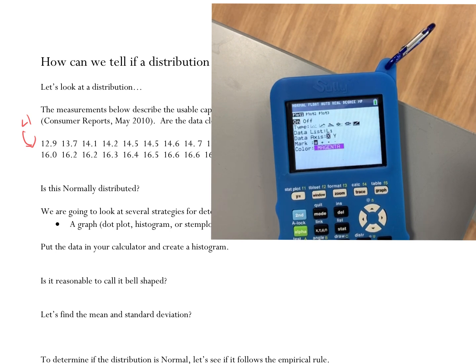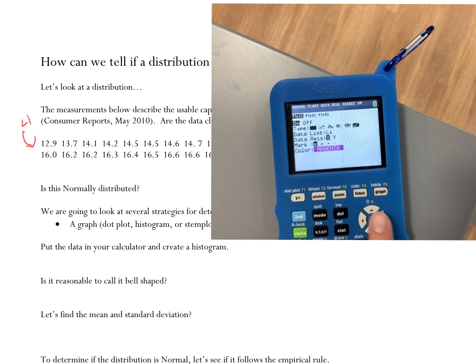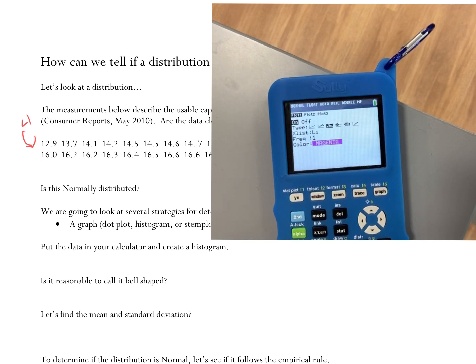Then pick the one that looks like a histogram. You want the plot turned on so you can see it. Wait, mine was off. I gotta change the color. So if we want to see a histogram, that's what we do.